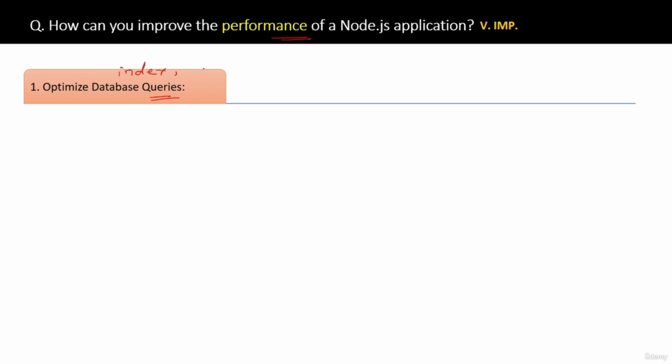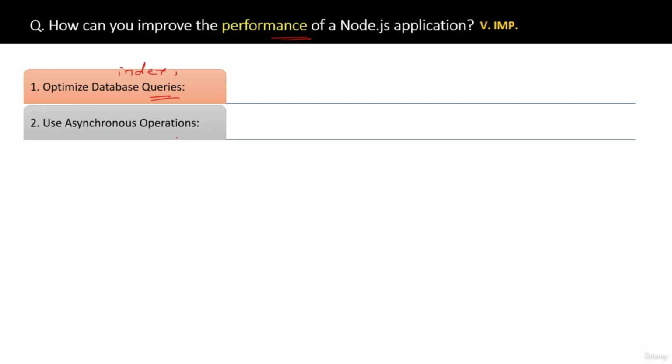Okay, indexes are very important here. First thing, this will ensure efficient data retrieval and manipulation from the database in a very fast manner, right? It's very important. Second performance improvement technique is to use asynchronous operations wherever possible in your application.